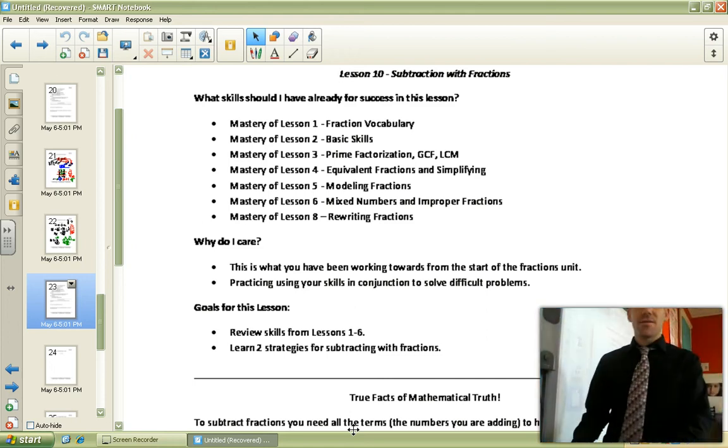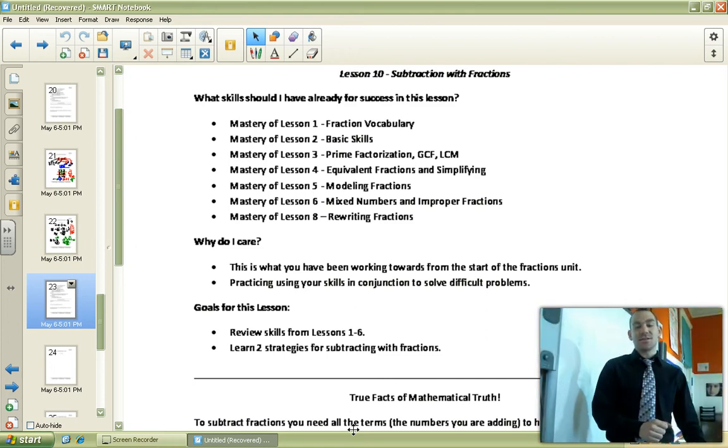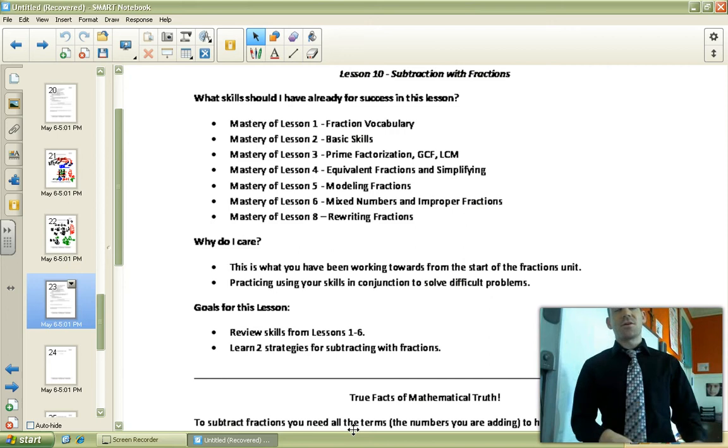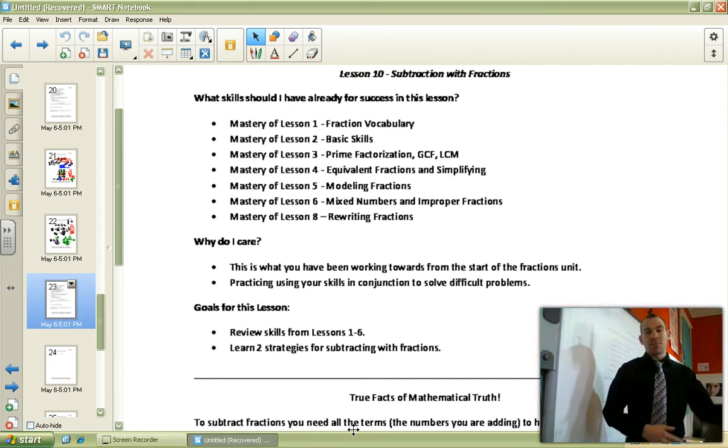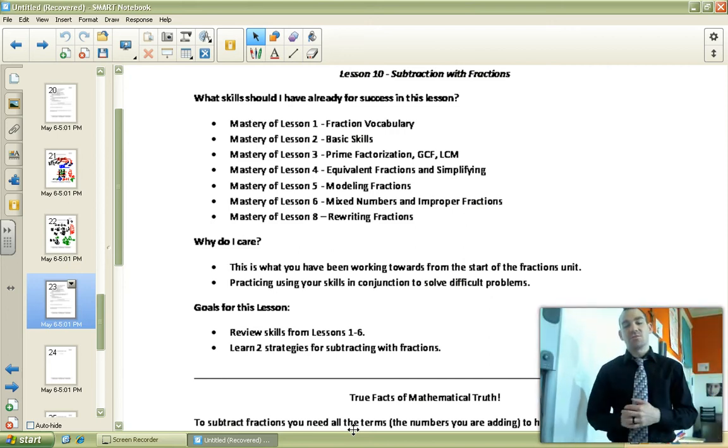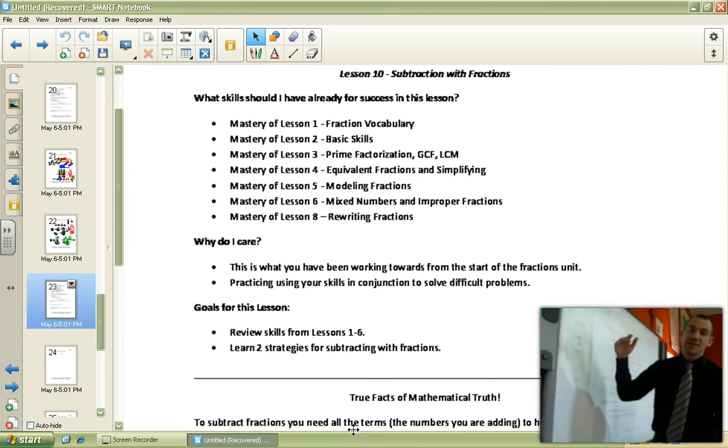So, true facts of mathematical truth, just like in addition: to subtract fractions we need common denominators. And then at the end of your problem you're going to want to put it into a mixed number, all the way down into the lowest terms, and reduced for the fraction side of that mixed number. And finally, you won't need all of these steps for every single problem. So when you get there, just skip them.